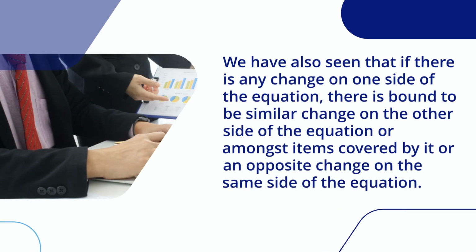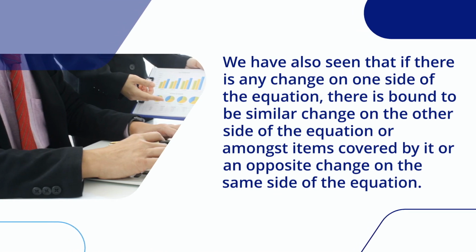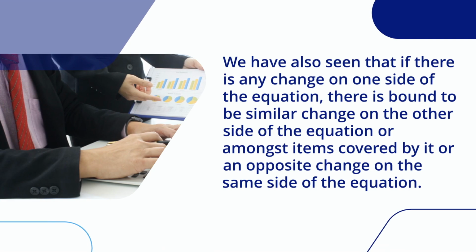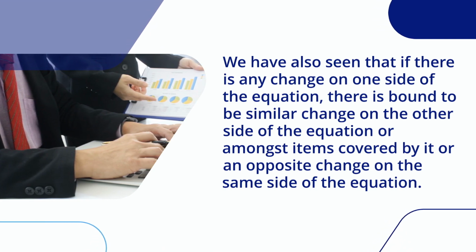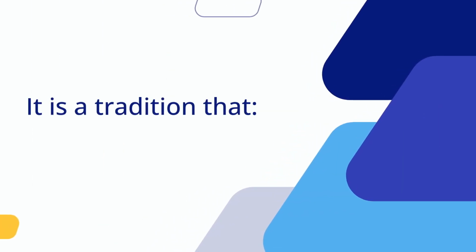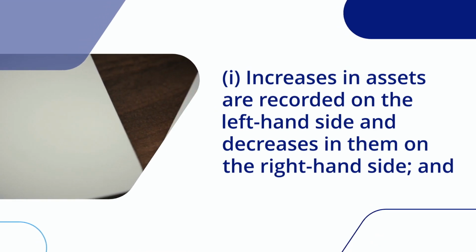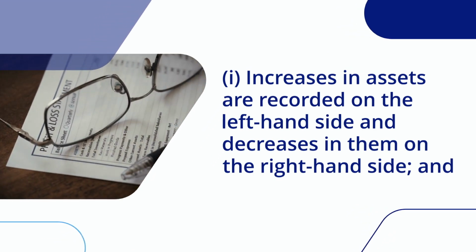We have also seen that if there is a change on one side of the equation, there is bound to be a similar change on the other side of the equation, or amongst items covered by it, or an opposite change on the same side of the equation. It is a tradition that increases in assets are recorded on the left-hand side and decreases in them are recorded on the right-hand side.